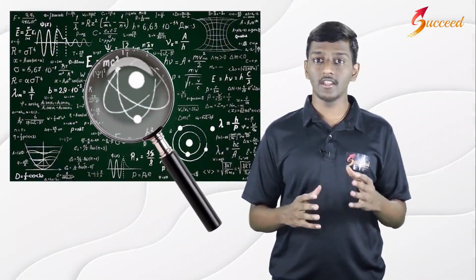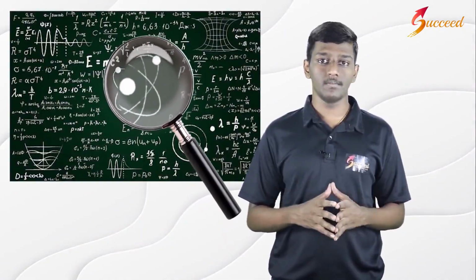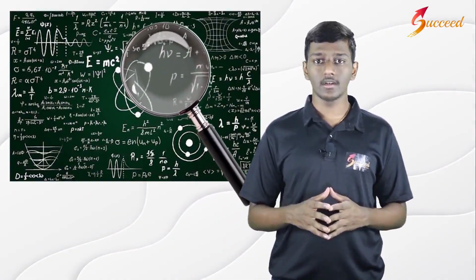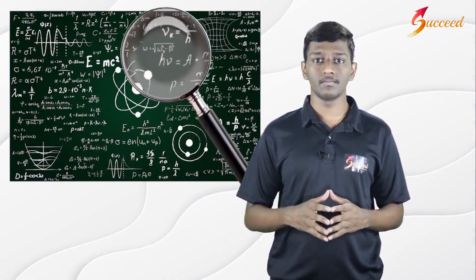Refraction by spherical lens. Have you observed a magnifying glass? It is thicker at the middle when compared to its edges. Using a magnifying glass, we can see small things clearly. This is nothing but a simple lens.